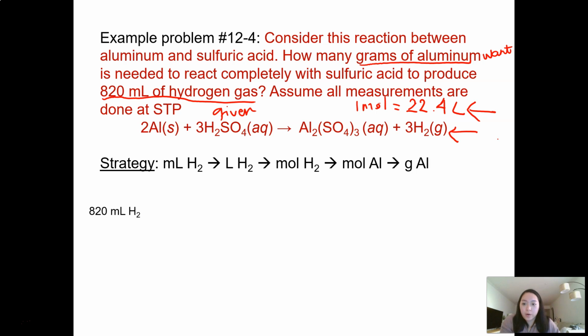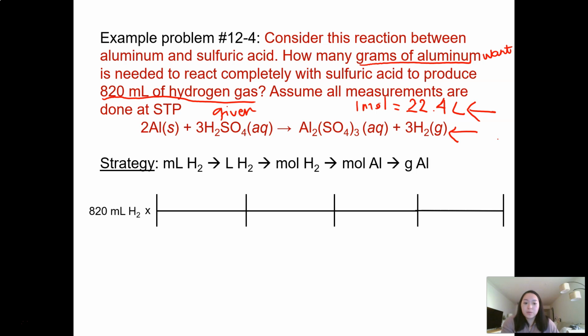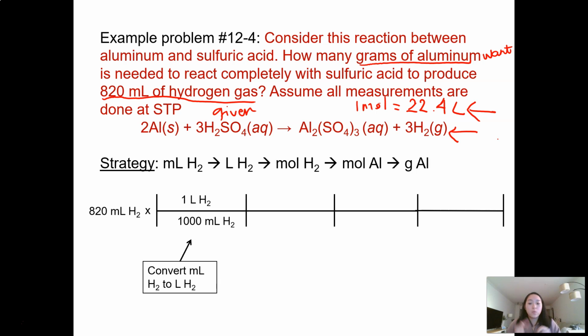So there's my strategy. Let's see how this calculation actually sets up. So we always start with our given, which is 820 milliliter of hydrogen gas. I want to multiply it by a few different conversion factors here. First of all, I want to convert milliliter of hydrogen gas to liter of hydrogen gas, and I do so by putting 1000 milliliter of H2 at the bottom because I want the milliliter to cancel out. And then note that 1 liter is 1000 milliliter. So at the top, we put 1 liter of hydrogen gas.